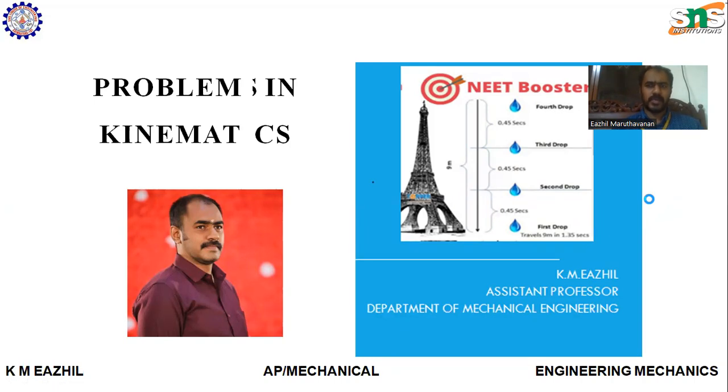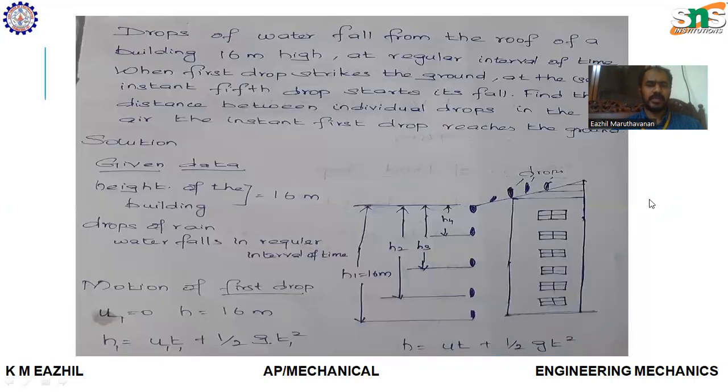Good morning. Today we want to see a problem in kinematics. Water droplets fall from the roof of a building of height 16 meters at regular intervals of time. When the first drop strikes the ground, at the same instant, the fifth drop starts its fall. Find the distance between the individual drops in the air when the first drop reaches the ground.